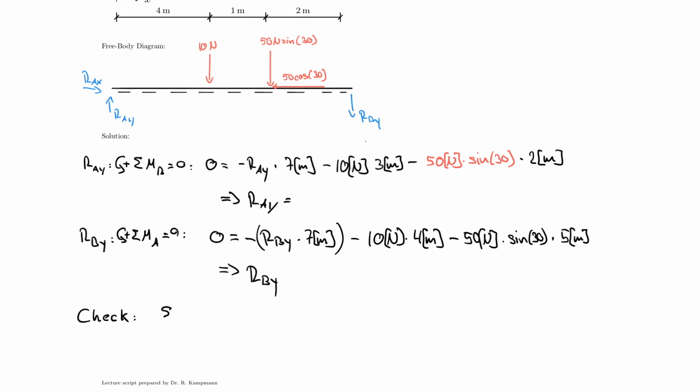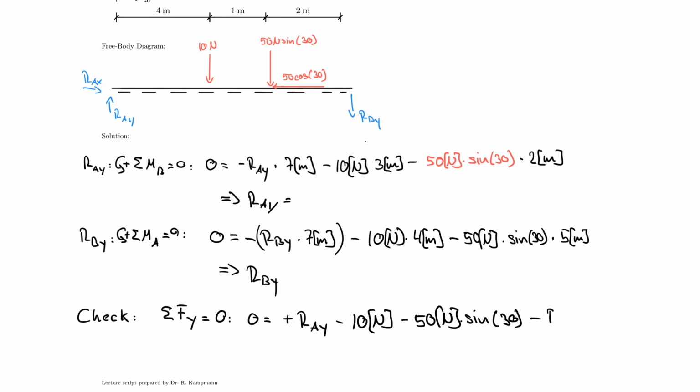And the check would be the sum of the forces in the y direction being equal to 0. And 0 would be equal to plus RAY minus 10 Newton minus 50 Newton times sine 30. And then be careful, now it's minus RBY. But what you will find if you solve this is that RBY actually, so let me fix that, RBY here.